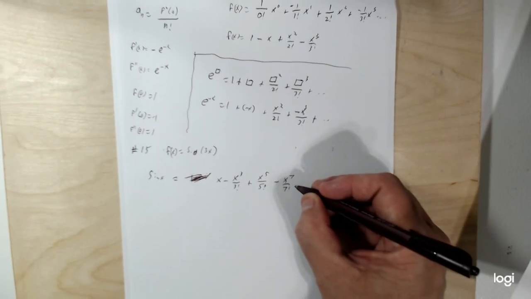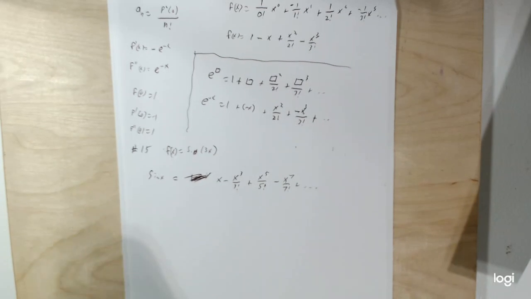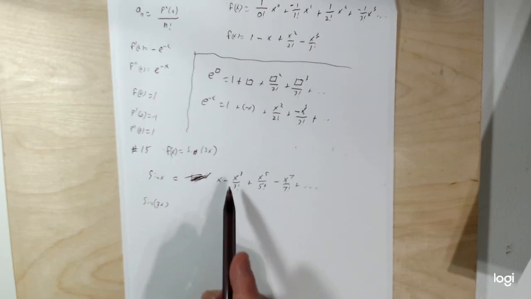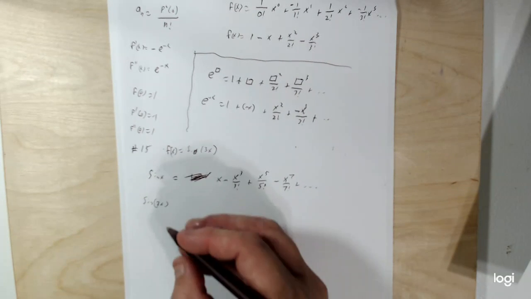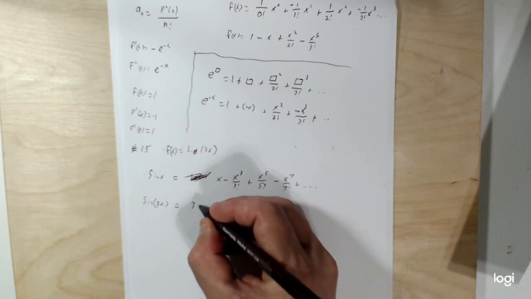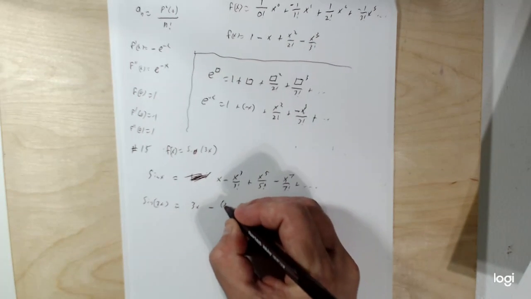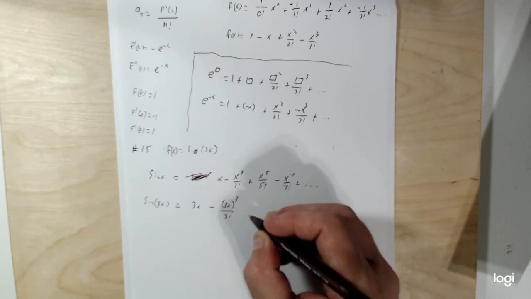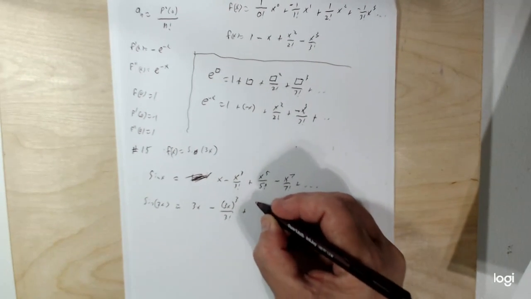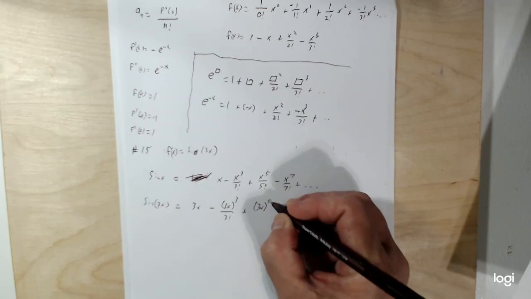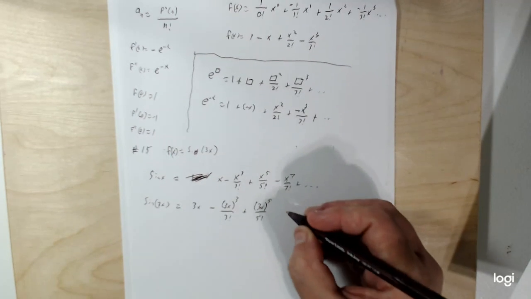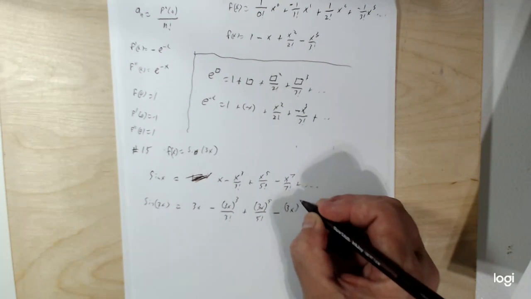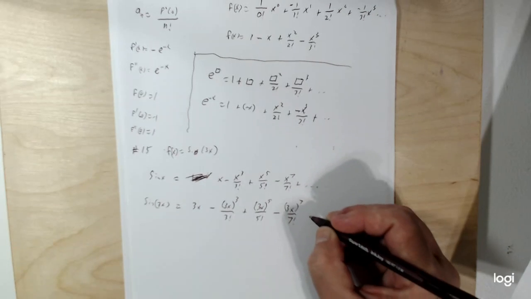So sine of 3x, all we do is we go in here and replace the x with 3x. And we get 3x minus 3x cubed over 3 factorial plus 3x to the 5th over 5 factorial minus 3x to the 7th over 7 factorial, and so on.